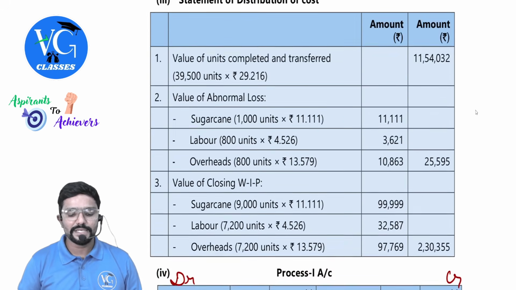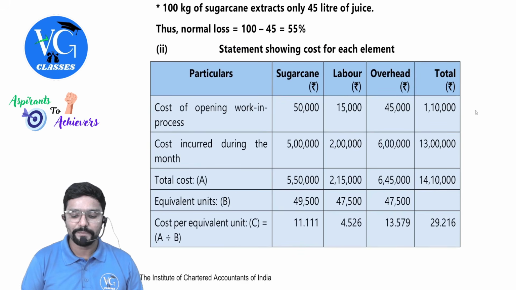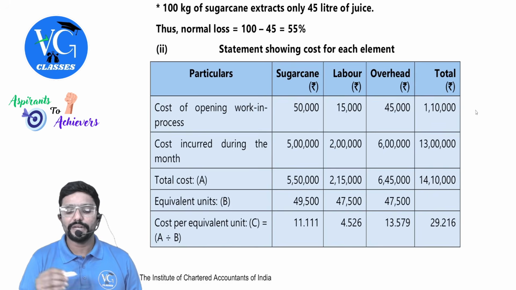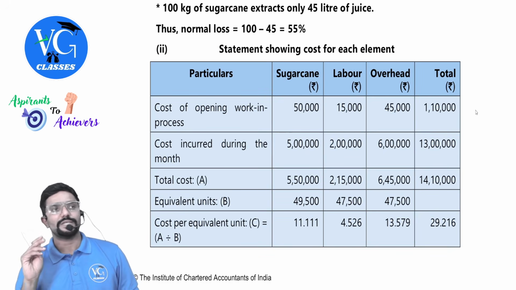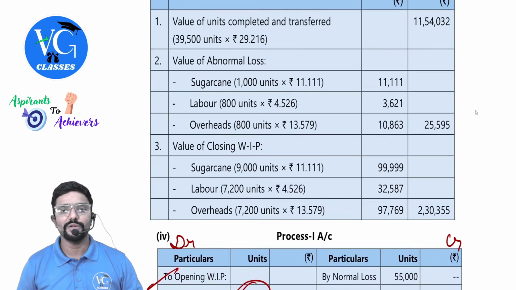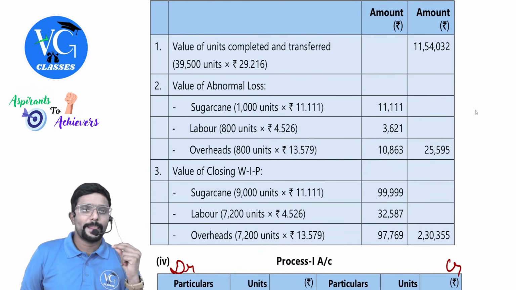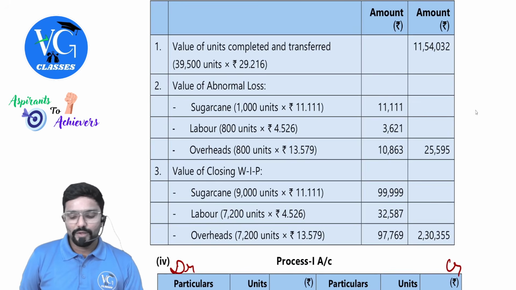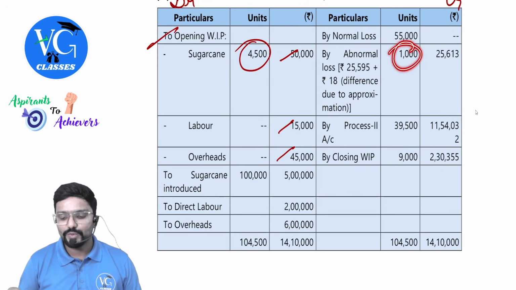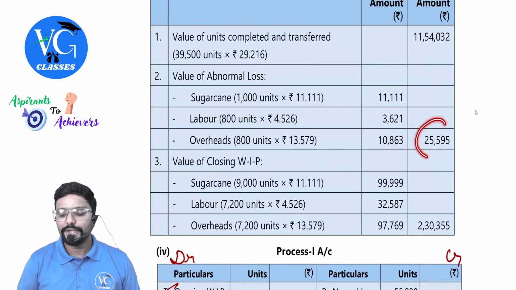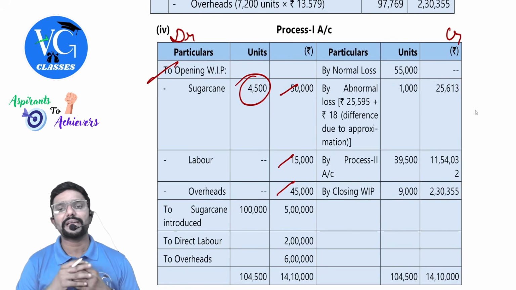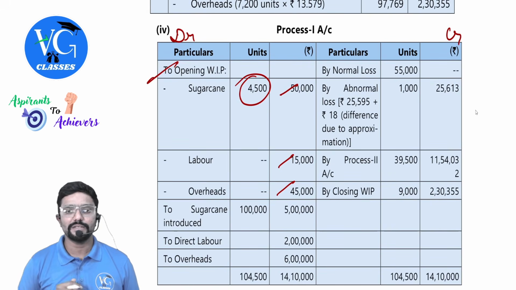Even if by chance there is a scrap value, guys, you have to reduce it from the material cost. Sir, which period of material cost? Current period material cost. Go with that. From 5 lakh, if there is any scrap value, you will reduce it. Okay, sure. Now coming to the value of abnormal loss, 1,000 units, and what is the value of it? 25,595, but they have adjusted the 18 rupees difference here, so they have taken it as 25,613.